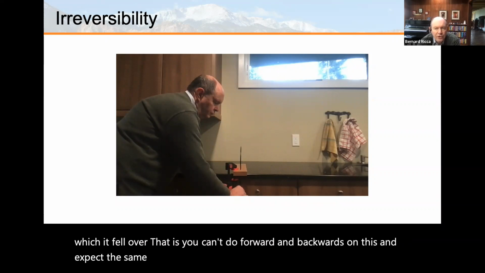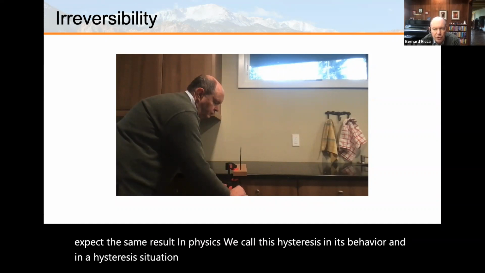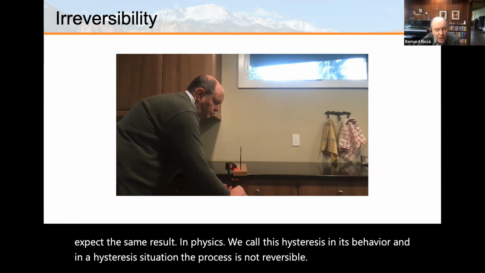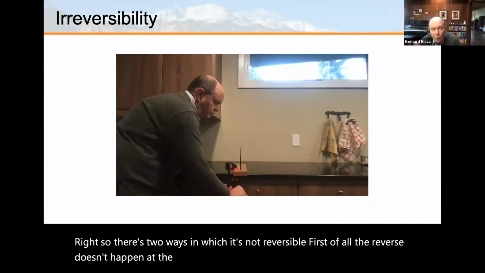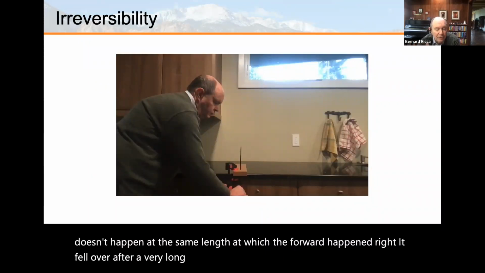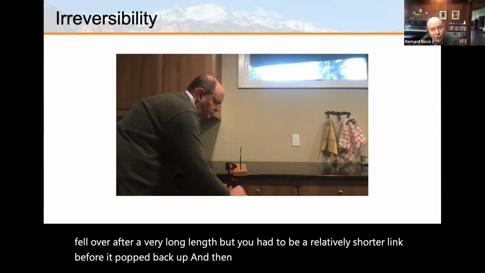In physics, we call this hysteresis in its behavior. And in a hysteresis situation, the process is not reversible. Okay? So there's two ways in which it's not reversible. First of all, the reverse doesn't happen at the same length at which the forward happened, right? It fell over after a very long length, but you had to be a relatively shorter length before it popped back up. And then secondly, the falling was very quick, but the return was relatively slow.